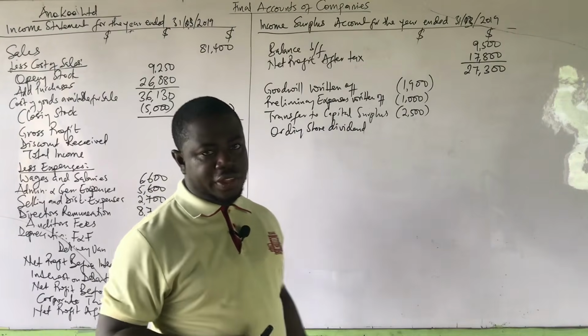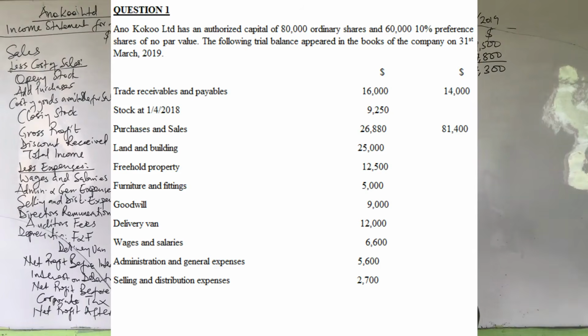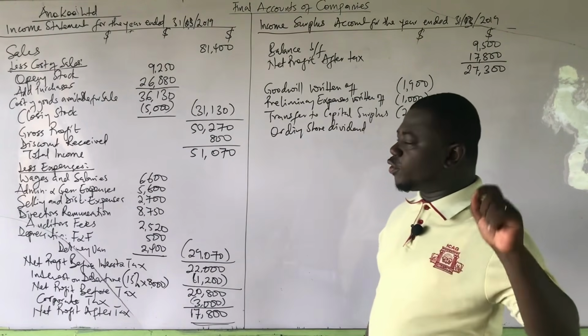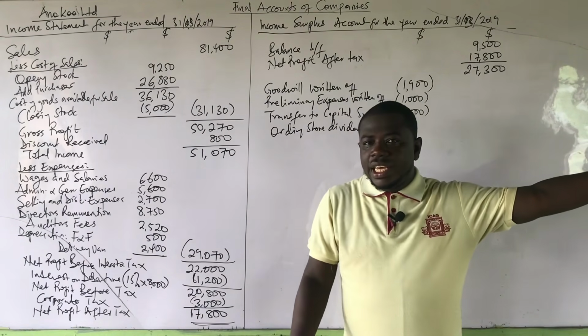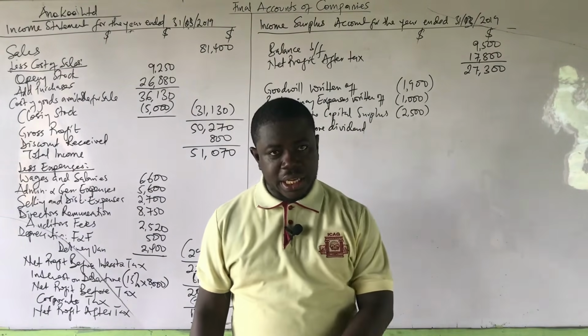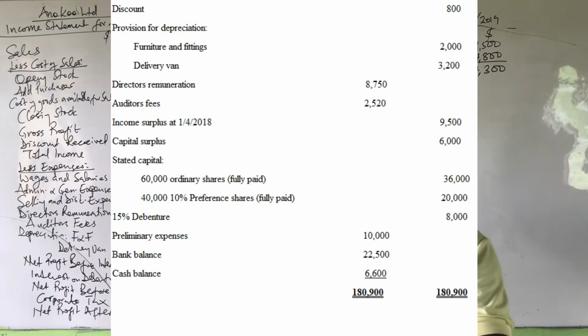And this is where I want to draw attention to something. From the beginning of the question, we were told that the company has an authorized share capital of 80,000 ordinary shares and 60,000 preference shares. Now take note, 80,000 ordinary shares does not mean that the authorized shares of 80,000 is what we are going to calculate with. Authorized share capital has been explained in the issue of shares of company account, which I've already uploaded on YouTube. You can look at that to understand the types of shares and how they work under the introduction to company account. Now, we have in the trial balance a stated capital of 60,000 ordinary shares.